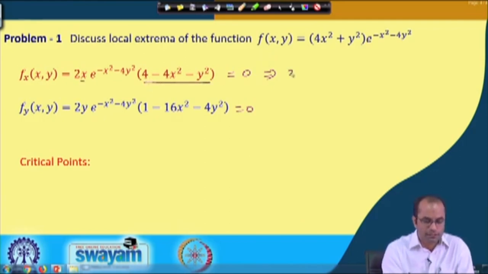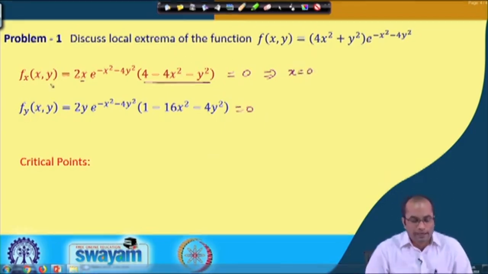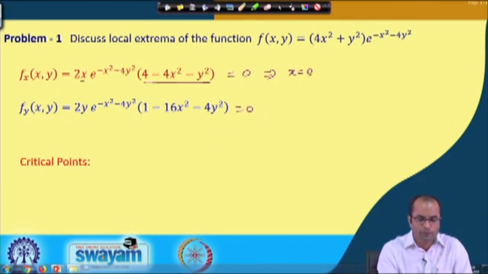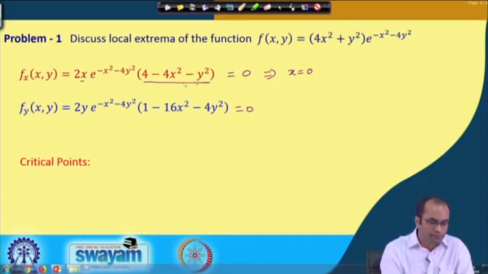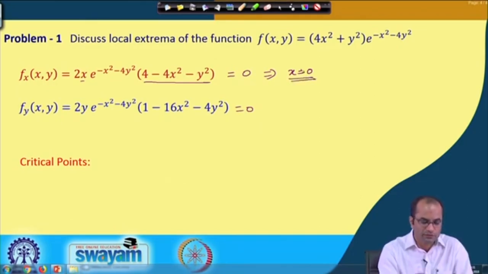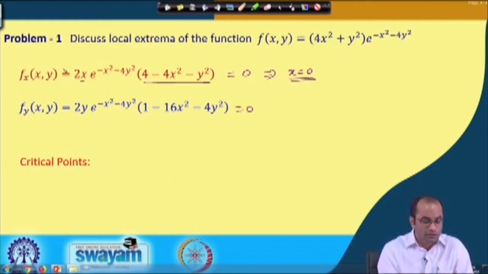So, let us assume that x is 0. When x is 0, f x along this x equal to 0 is 0 for whatever y. So, we have x equal to 0, which sets f x to 0. And now, when x is 0, from here we get two possibilities to make this term 0.